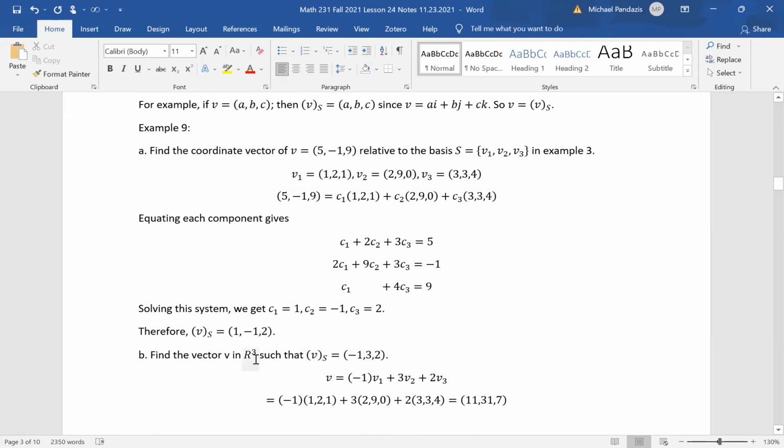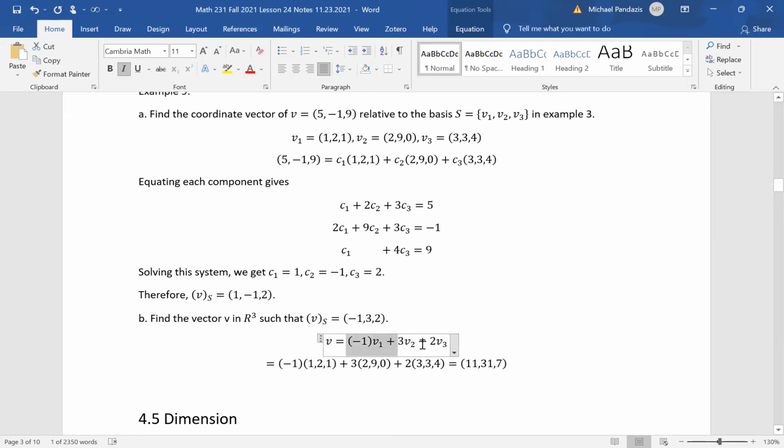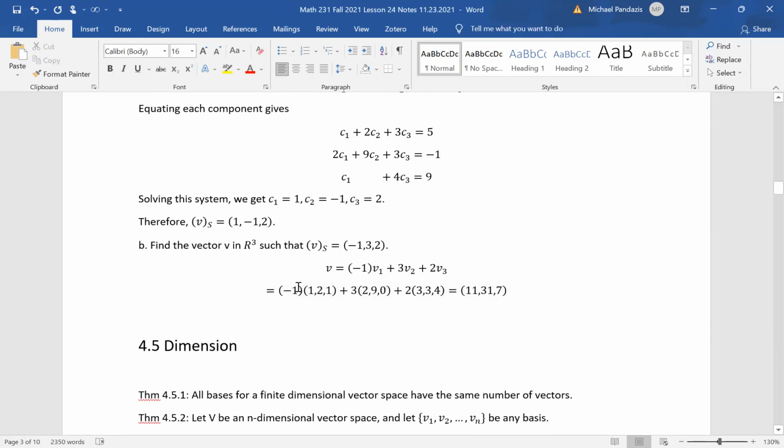So part B is to find the vector V in R3 such that its coordinates relative to S are (-1, 3, 2). So we want V to equal a linear combination of v1, v2, and v3 where the coefficients are -1, 3, and 2 respectively. So you just write V as that linear combination, plug in v1, v2, and v3 given to you, and you get this expression. Then you compute that, and you get (11, 31, 7). So the vector V whose coordinates are those is the vector (11, 31, 7).